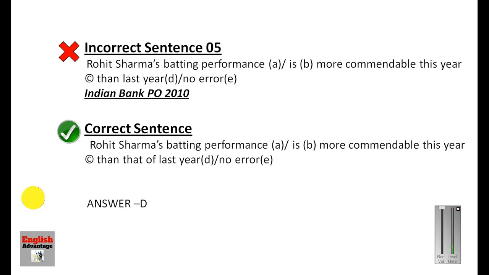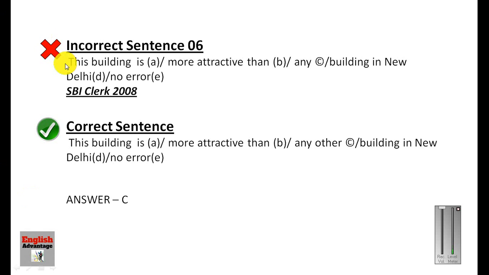Now let us see the next important question, which is based on adjectives. This building is more attractive than any building in New Delhi. Now, "this building" is correct till here. "More attractive than" is also correct. But mind you, "than" is always followed by "any other," because if we say "any," it will include this building also. So we have to omit this building from the whole comparison.